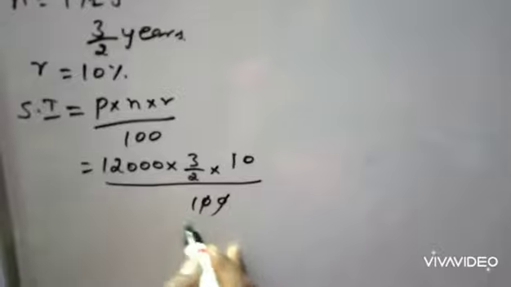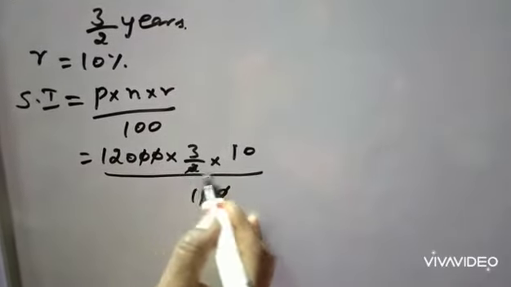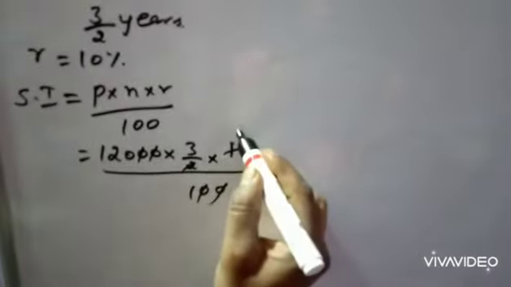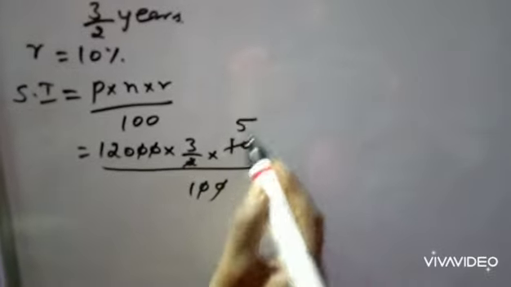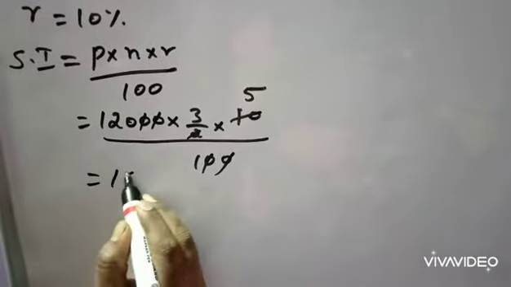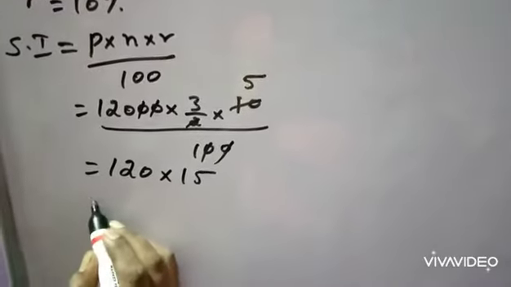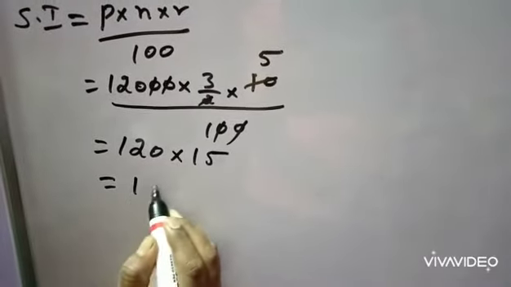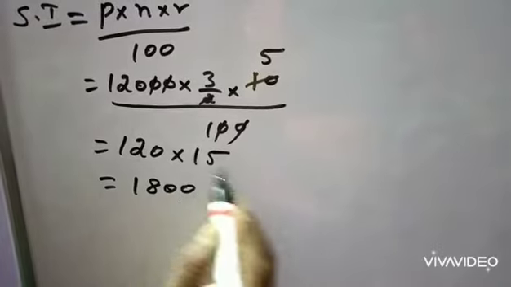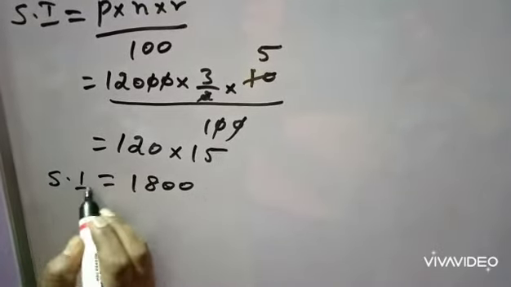So we can remove these two zeros from here. 2 we can divide by 10, so it's 5. So now we have 120 into 3 into 5, which is 15, equal to 1800. 120 into 15 is 1800. So this is the simple interest.